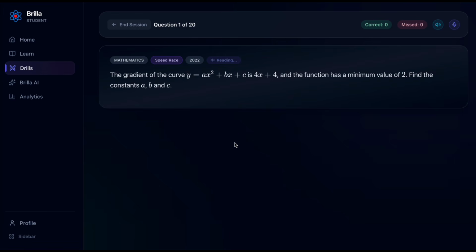The gradient of the curve y equals ax squared plus bx plus c is 4x plus 4, and the function has a minimum value of 2. Find the constants a, b, and c.